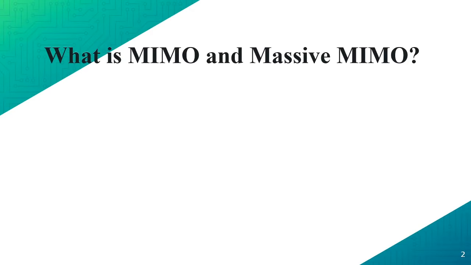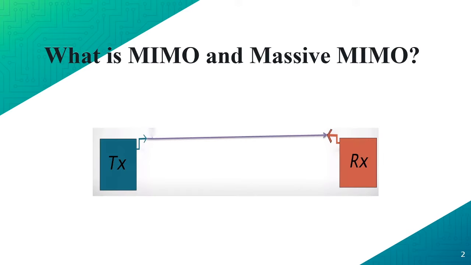So we will start from the basics, like what is MIMO and Massive MIMO, and then we will go forward. Talking about the basic wireless communication system, we have a transmitter, a receiver, and a wireless channel as shown below.